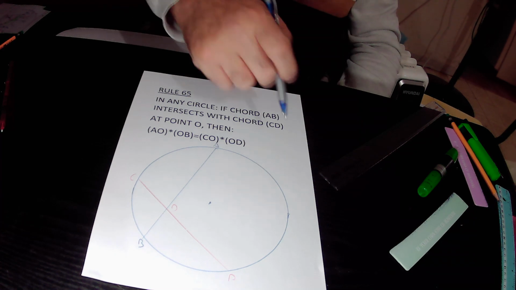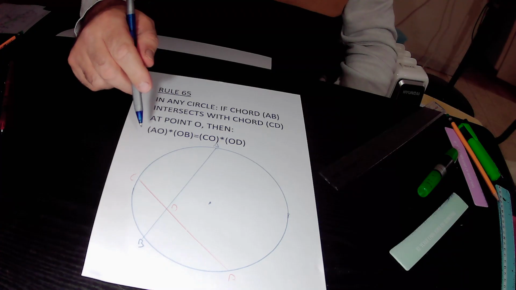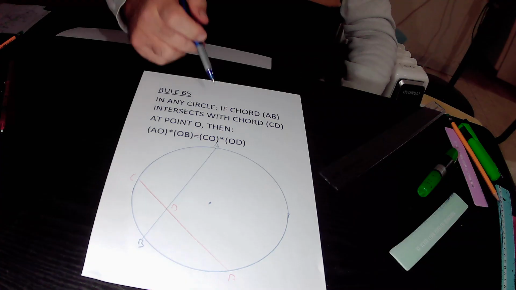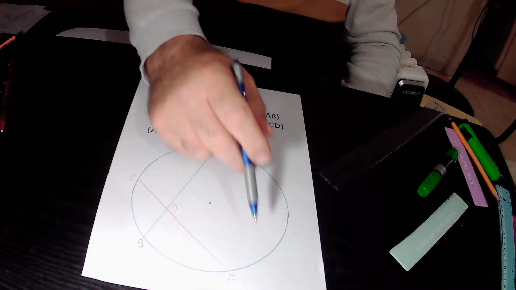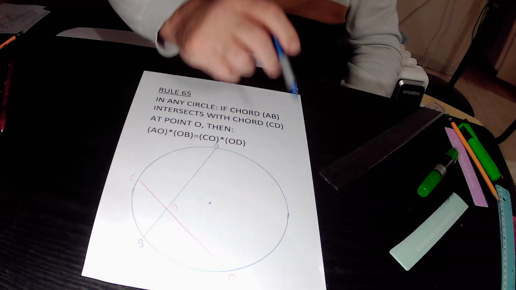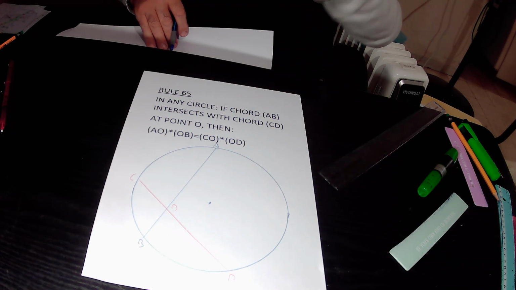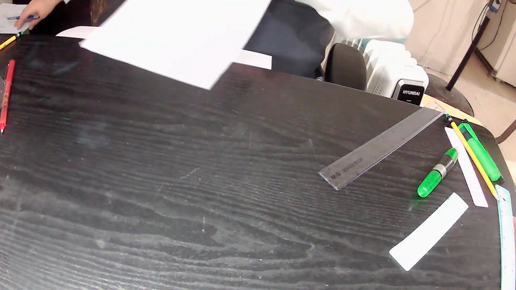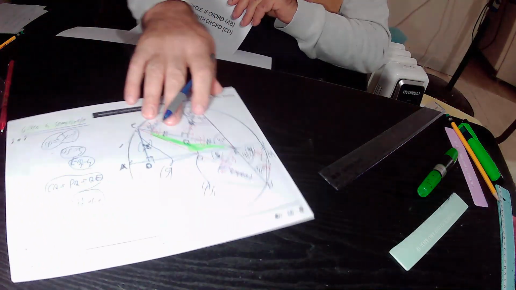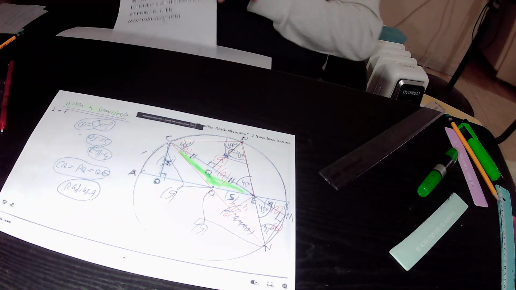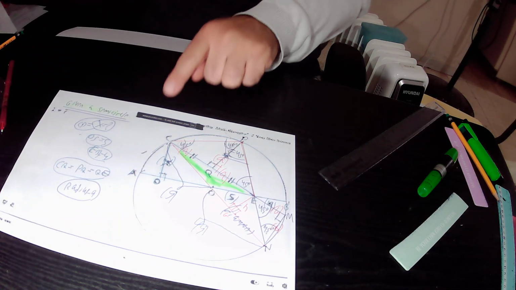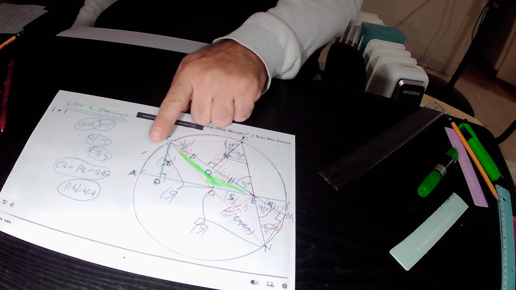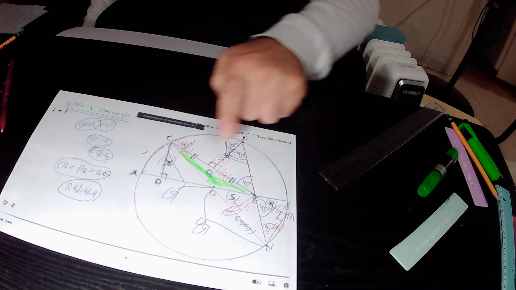In the domain we have a circle. This is chord AB that intersects with this chord CD at point O. At this moment the following equation holds: AO times OB equals CO times OD. So we can definitely implement rule 65 in our domain, because in our domain, this big chord AB is actually the diameter of the circle.